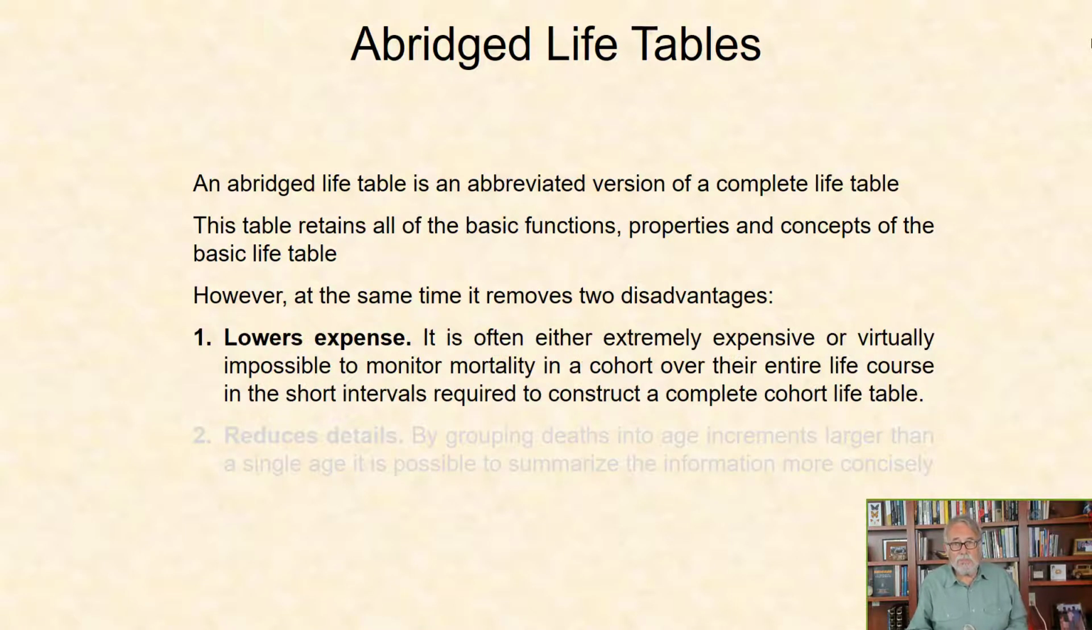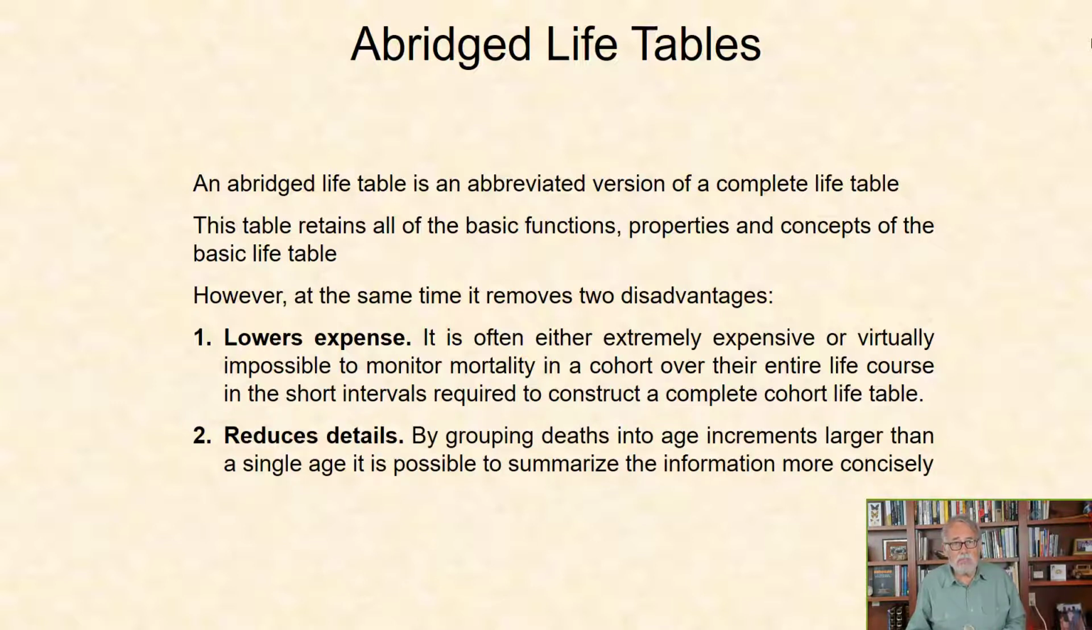First, it reduces expense. It is often extremely expensive or virtually impossible to monitor mortality in a cohort over their entire life course in the short intervals required to construct a complete cohort life table. This constraint is especially relevant to life table studies of small invertebrates and rodents. Second, it reduces unnecessary details. By grouping deaths into age increments larger than a single age, it is possible to summarize the information more concisely.